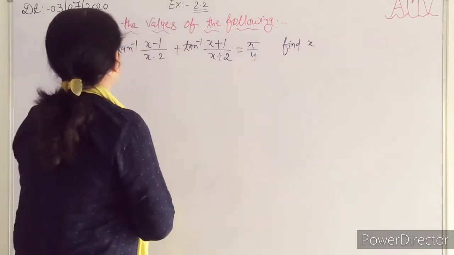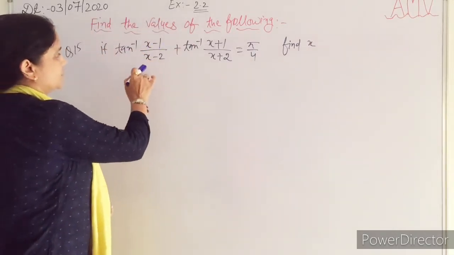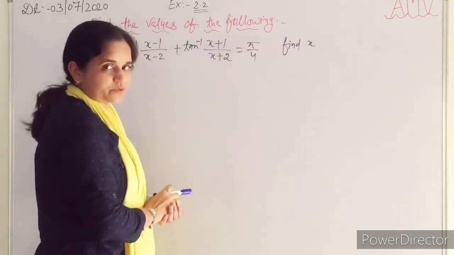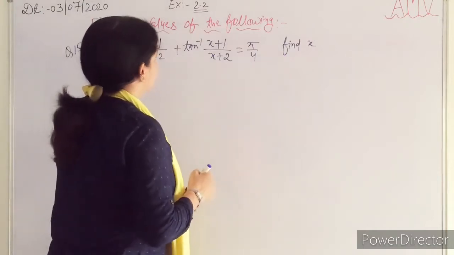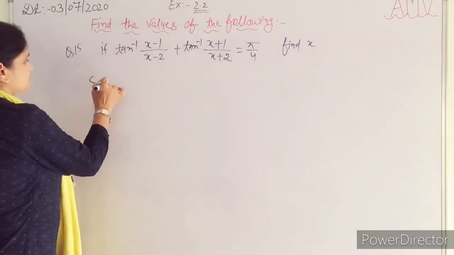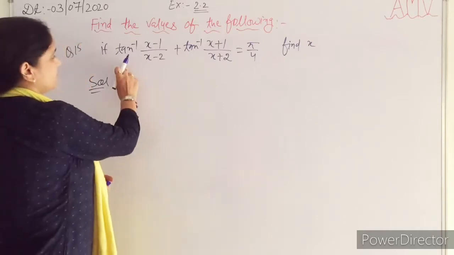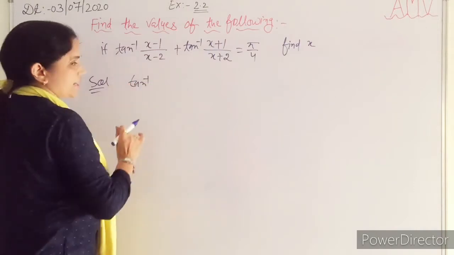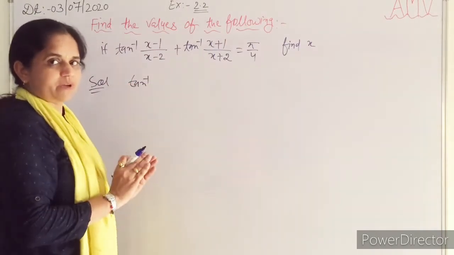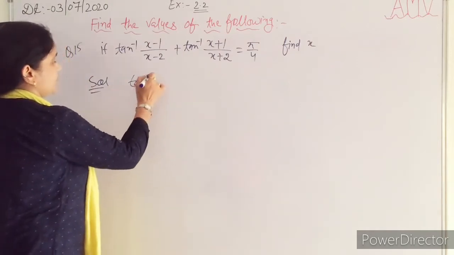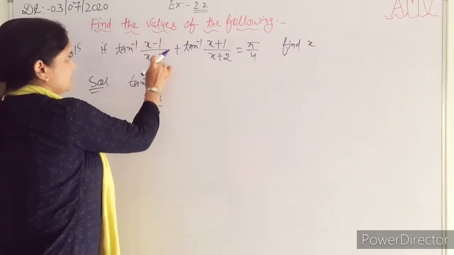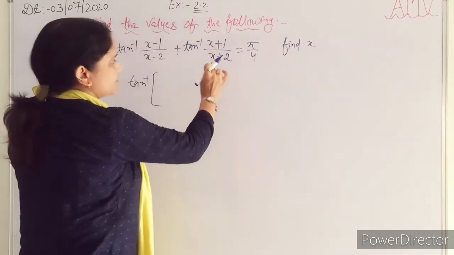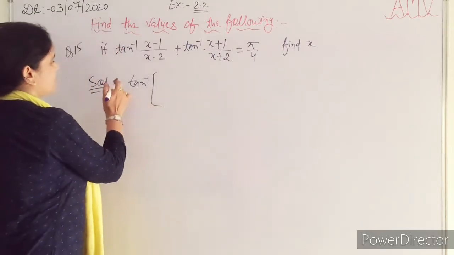The question is, if tan inverse of x minus 1 upon x minus 2 plus tan inverse of x plus 1 upon x plus 2 is equal to pi by 4, find x. So for this question, students, apply the formula tan inverse x plus tan inverse y is tan inverse of x plus y upon 1 minus x into y. So here, in place of x, it's x minus 1 upon x minus 2, and in place of y, it is x plus 1 upon x plus 2. Okay, so now apply the formula.